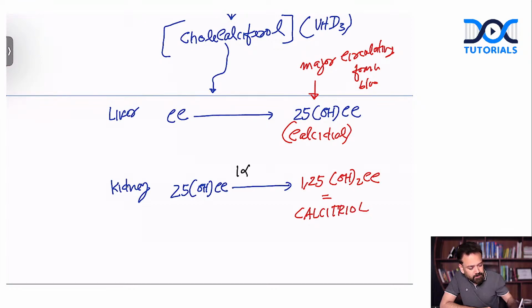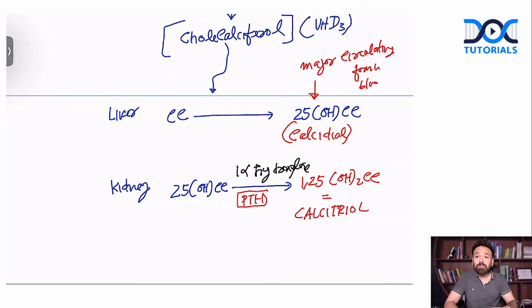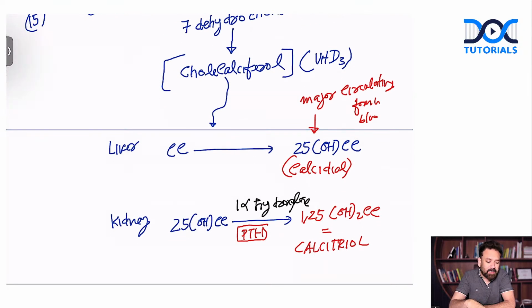Calcitriol is formed in the presence of the enzyme 1 alpha hydroxylase and the hormone parathormone. This is very important. Although calcium absorption in the intestine is only dependent on vitamin D3, this vitamin D3 activation is in the presence of 125 dihydroxycholecalciferol, which will be formed only in the presence of parathormone.